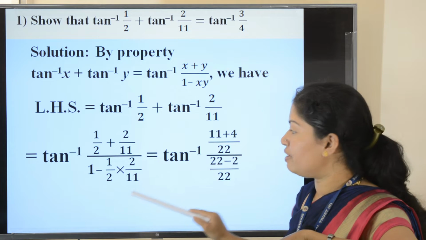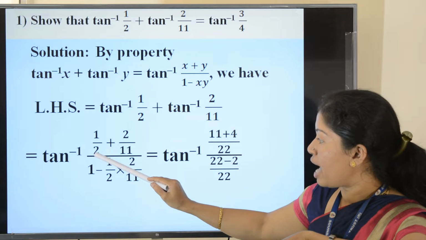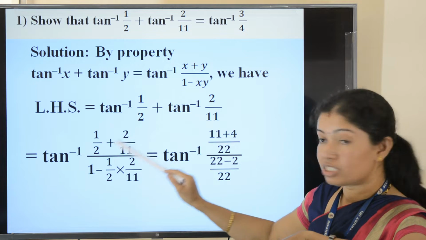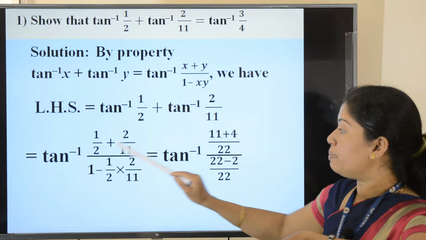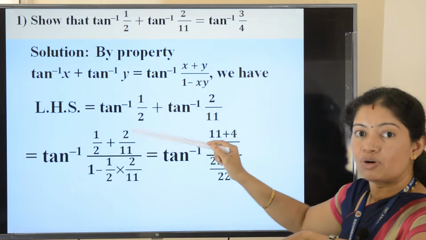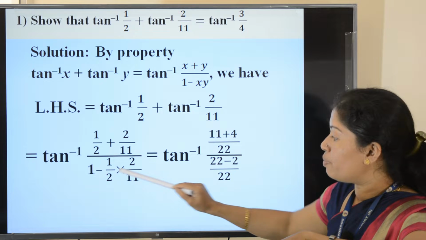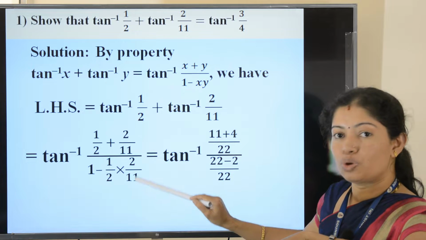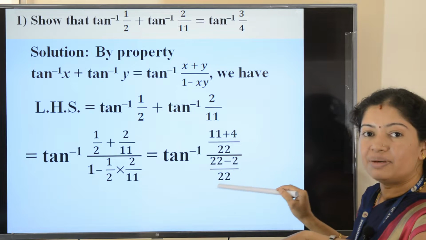Next, we need to simplify this. So this becomes tan inverse of, how to simplify? Here you have 2 and here you have 11 in the denominators, so you need to take the LCM. Let us cross multiply: 11 into 1, 11, plus 2 into 2, 4, divided by 22, when you multiply these two. That is the numerator. Now coming to the denominator, the entire thing divided by, here 2 into 11, 22, and here you have 1, so you multiply this 1 by 22. You get 22 minus 1 into 2, that is 2, divided by 22.